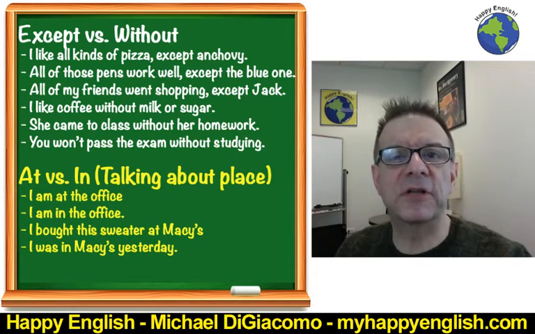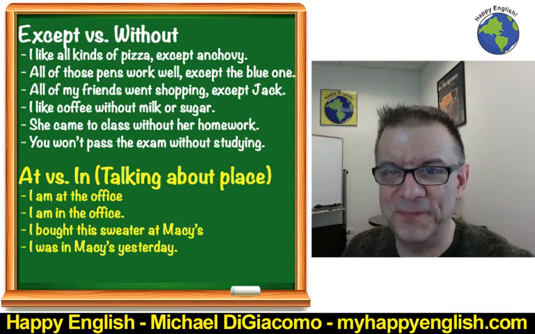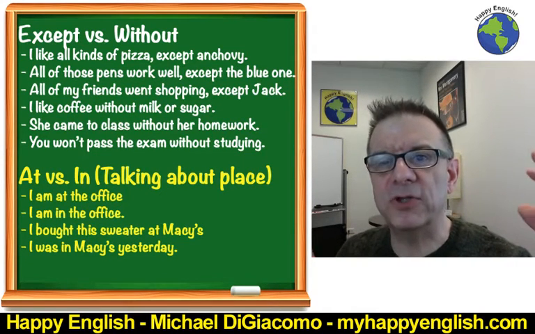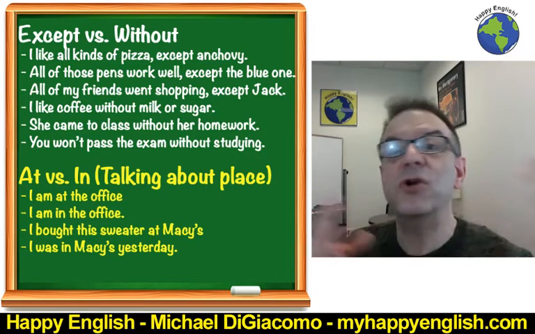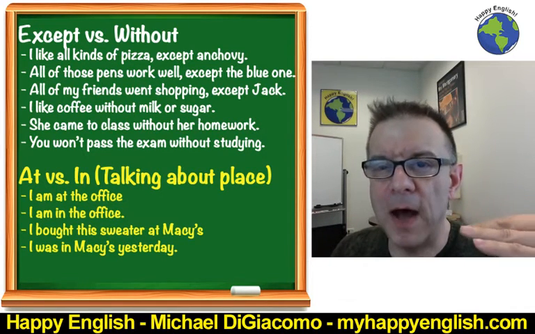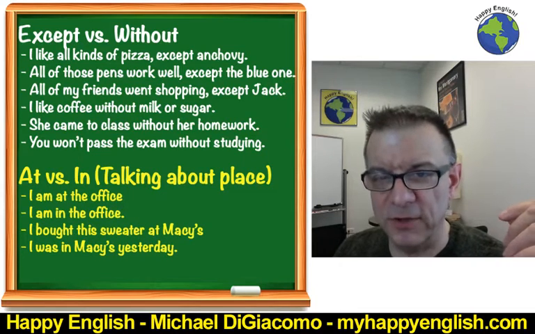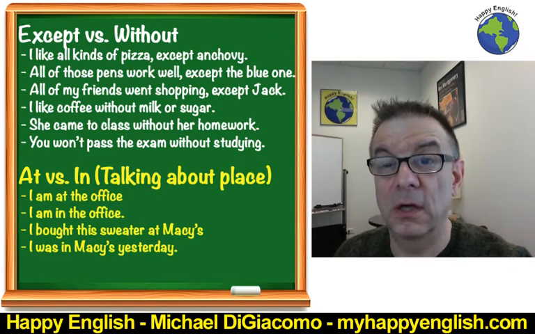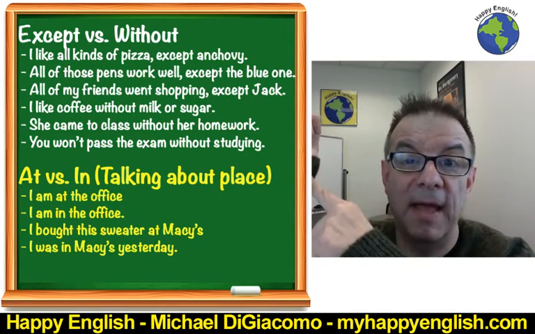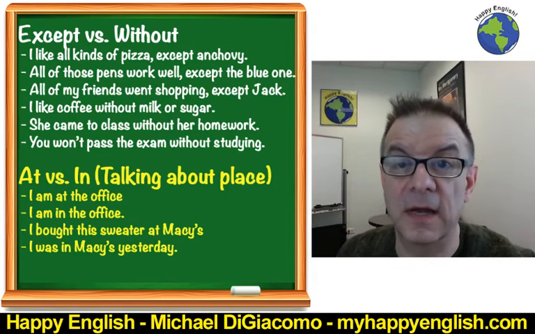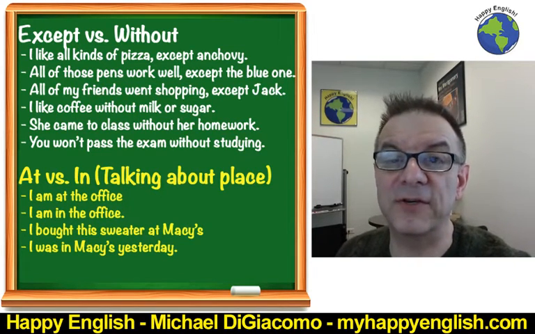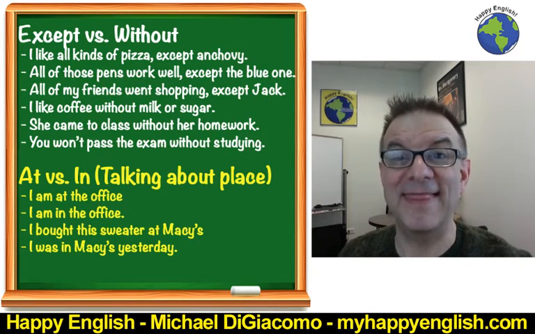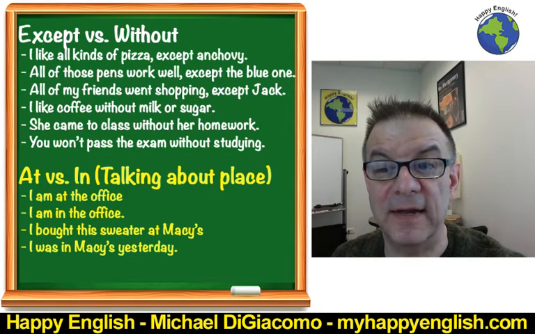If that all sounds confusing, let me say that one more time. I'm in the office. I'm at the office. Basically, there's no difference. We use those the same. But, and you can Google this and check it, you'll see more results. Generally, when you have a verb which is an action, I bought this sweater at Macy's. I was in Macy's. With the be verb, we tend to use "in," and when the verb is not the be verb, we tend to use "at." That, my friends, is the basic difference.